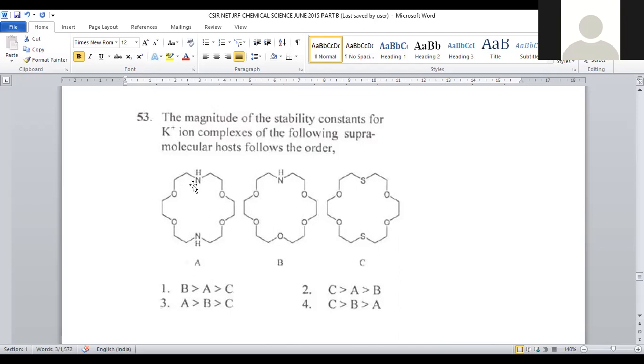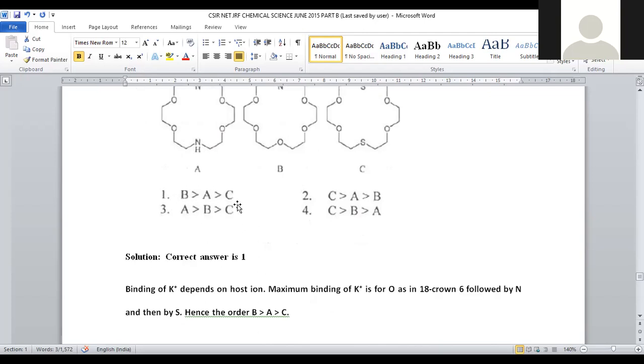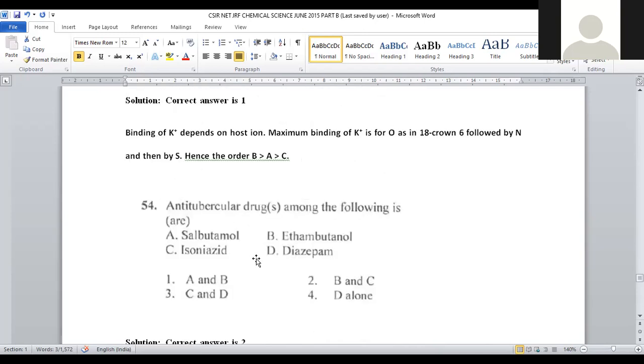And the next level is for nitrogen. Being the second most electronegative element, it will bind at the next level, and its stability constant is in the second level. And sulfur, being the least electronegative, has the least binding tendency, so the stability constant is also least for compound number C. The order will be B followed by A followed by C, which is provided in option number A. So for question number 53, option number 1 is the correct answer.